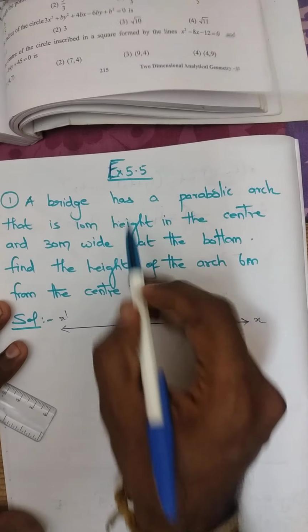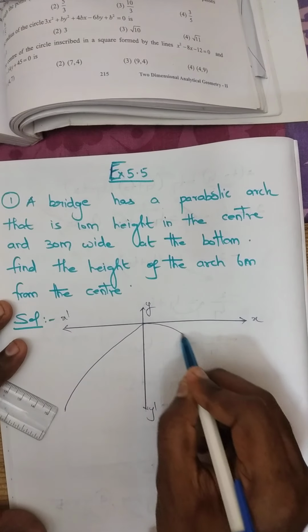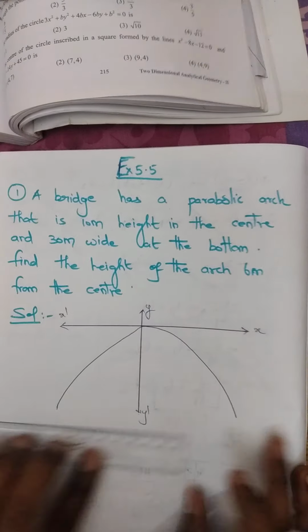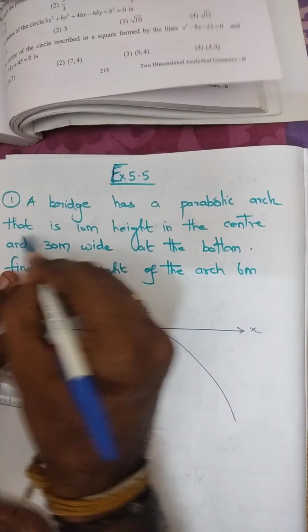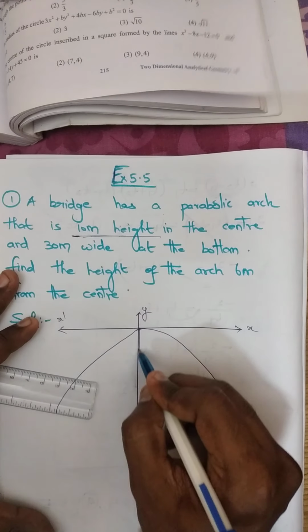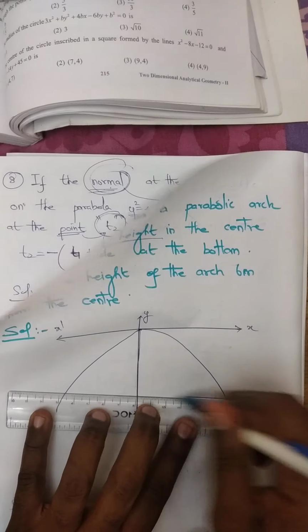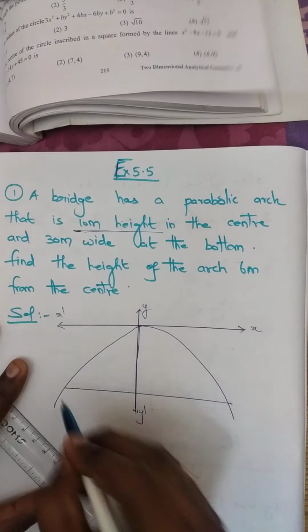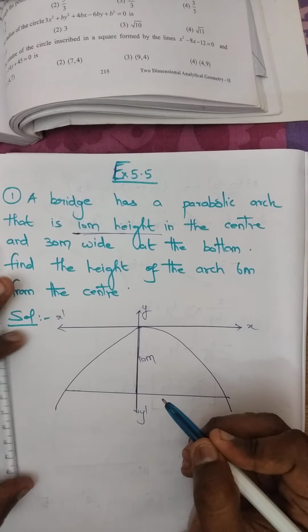The bridge has a parabolic arc. This is a parabolic arc. See, how am I going to draw the parabolic arc? This is the parabolic arc. After drawing the parabolic arc, what am I going to see? A bridge has a parabolic arc, 10 meter height in the center. What is the center? This is called the center. This is the center, which is 10 meter height. So this height is nothing but 10 meter.